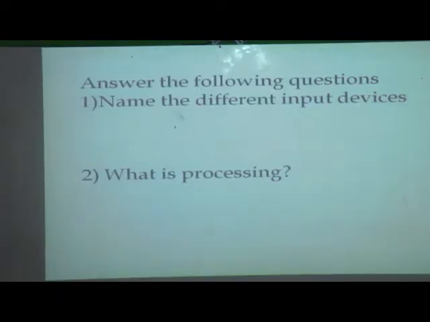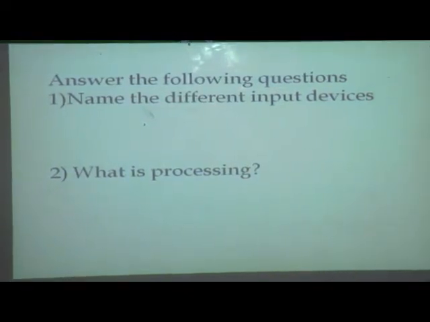What we have studied? We studied lesson number 2, input and processing devices. We studied question number 1 and question number 2 from the skill sheet. Now we will see question number 3. Question number 3 is: answer the following questions.